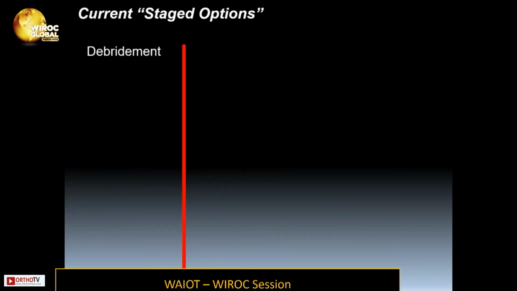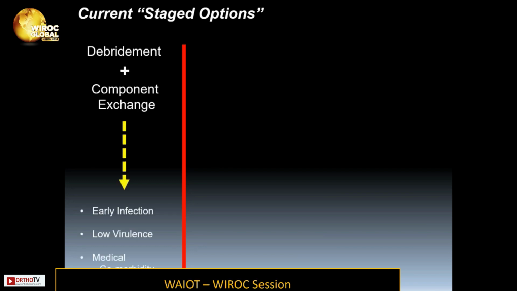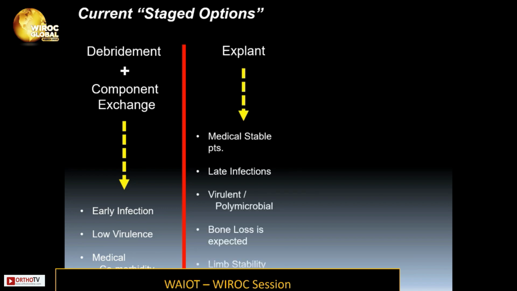The current stage options include debridement and component exchange, and these are performed in patients with early infections of low virulence and when there are medical comorbidities involved. An explant can be performed in medically stable patients with late infections when there's a virulent polymicrobial organism, bone loss is expected, and limb stability is necessary.